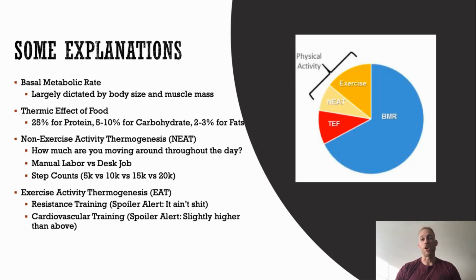The thermic effect for carbohydrate is anywhere from 5 to 10%. Again, it's going to be dictated by the food source. So your fibrous carbohydrates will have a higher thermic effect. Your more sugary carbohydrates, or your simpler carbohydrates, will have a lower thermic effect. And then you get about 2 to 3% for fats. So very, very low thermic effect for fats.